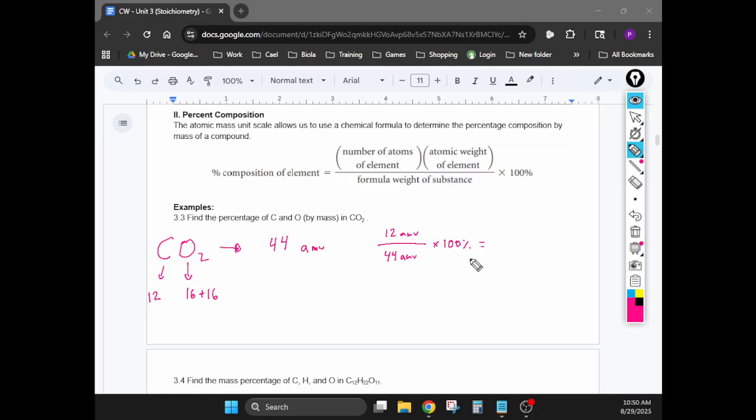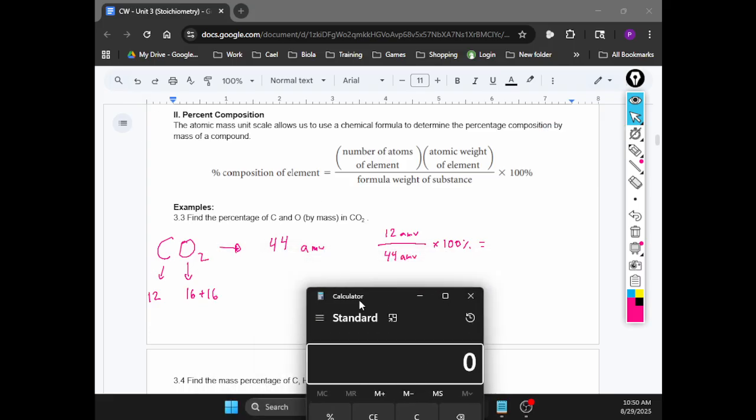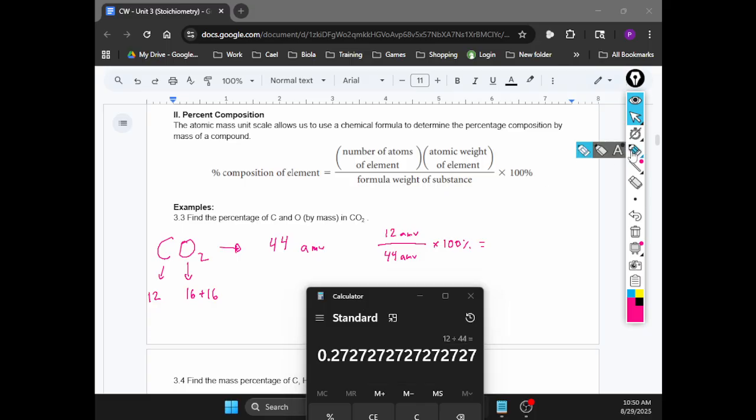Quick note, don't punch in the percent sign on your calculator. That'll divide it by 100 again. You can just add the percentage sign at the very end like a unit of measurement. Okay. So this one's pretty easy, 12 divided by 44, and that's going to give you about 27.27%.